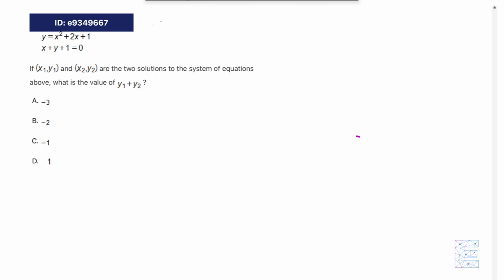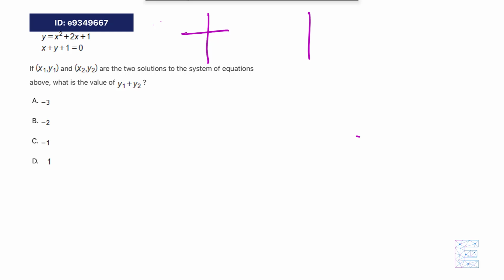All right, here's another question from the nonlinear functions with one or two variable series. This one involves a quadratic equation and a linear equation in a system of equations. So let's read the question. If x1, y1, and x2, y2 are two solutions to the system of equations above, what is the value of y1 plus y2?